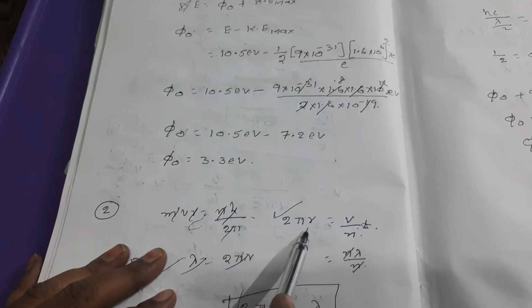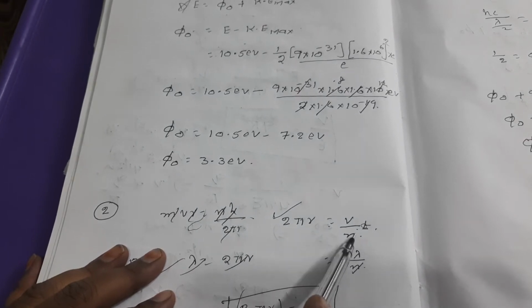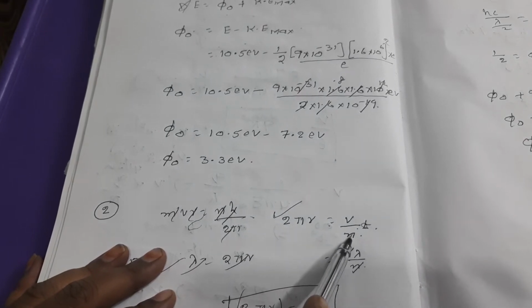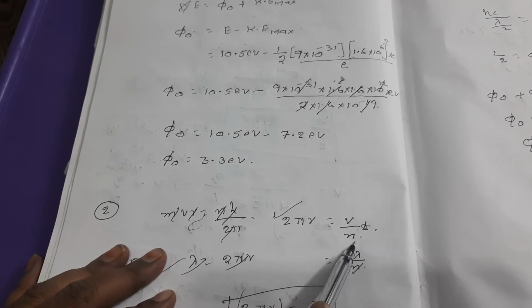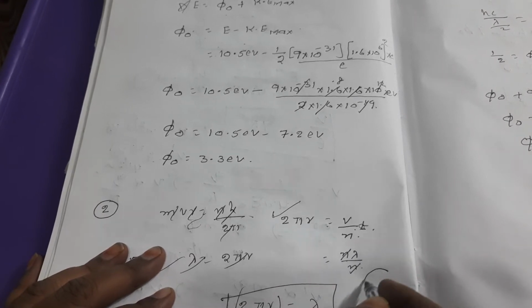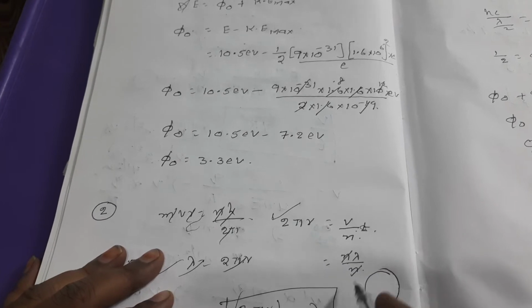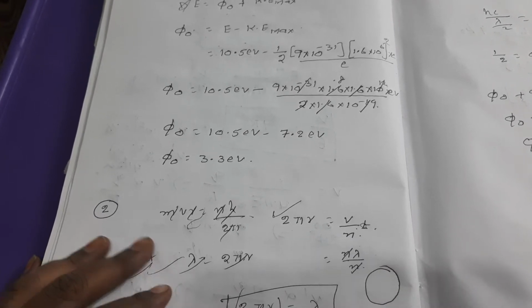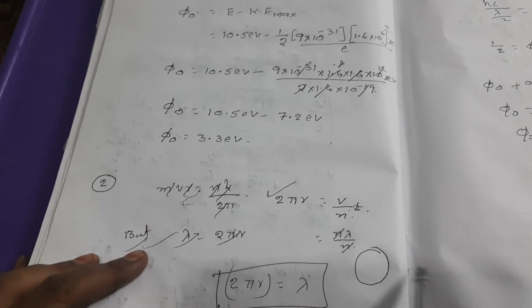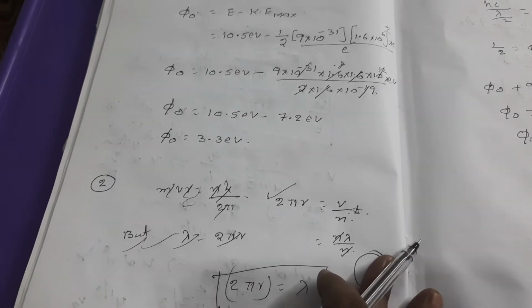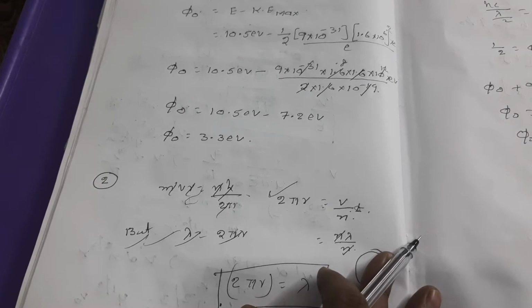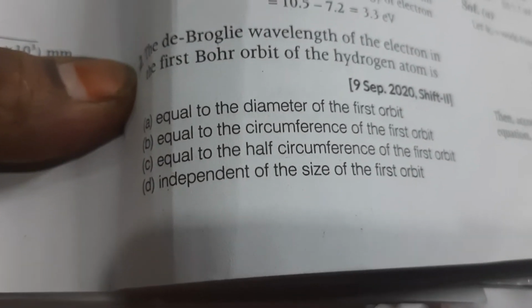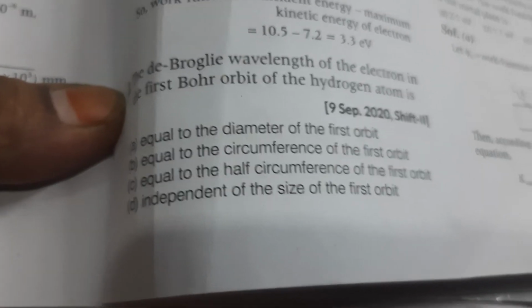2 pi r, the circumference, is nothing but lambda. You know that 2 pi r equals n lambda, so lambda equals 2 pi r by n. Lambda is the circumference since it is circular motion. After simplification, 2 pi r equals lambda. So which option is right? The second option is right: it is equal to the circumference of the first orbit.